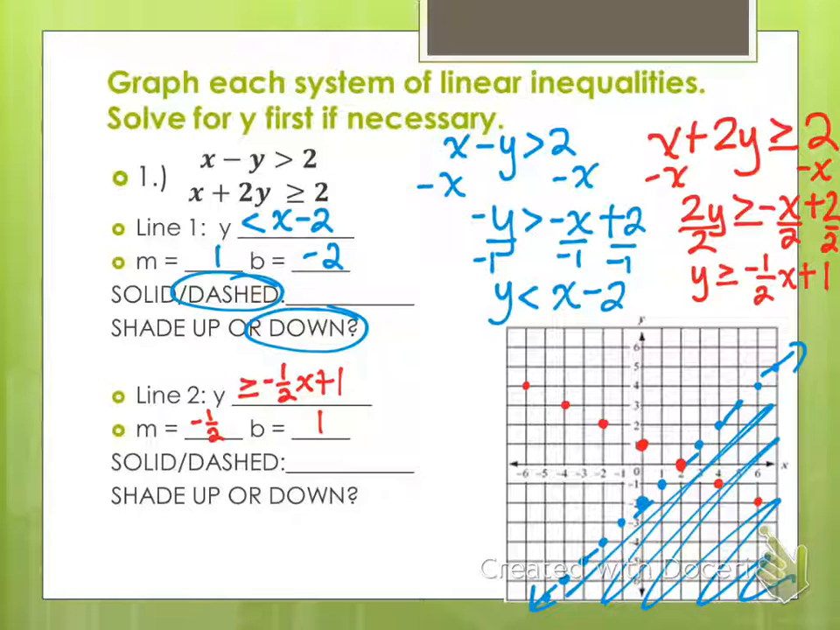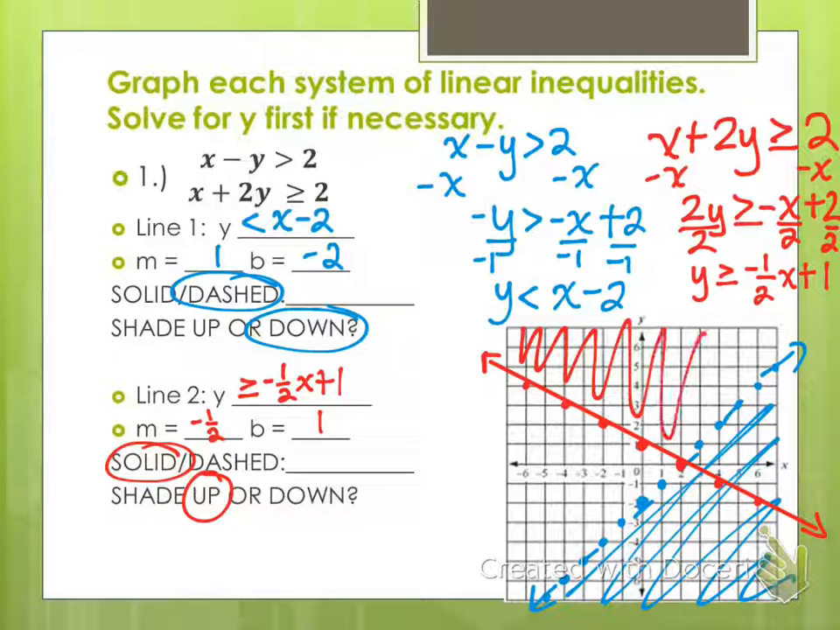We have to decide if the line through those points will be solid or dashed. Ellie, what do you think? It will be a solid line because we have the equal to bar on our inequality symbol. We then have to decide if we are going to shade up or down. Danielle, what do you think? Up. We've got a greater than symbol, so we shade up from the red line, in my case.